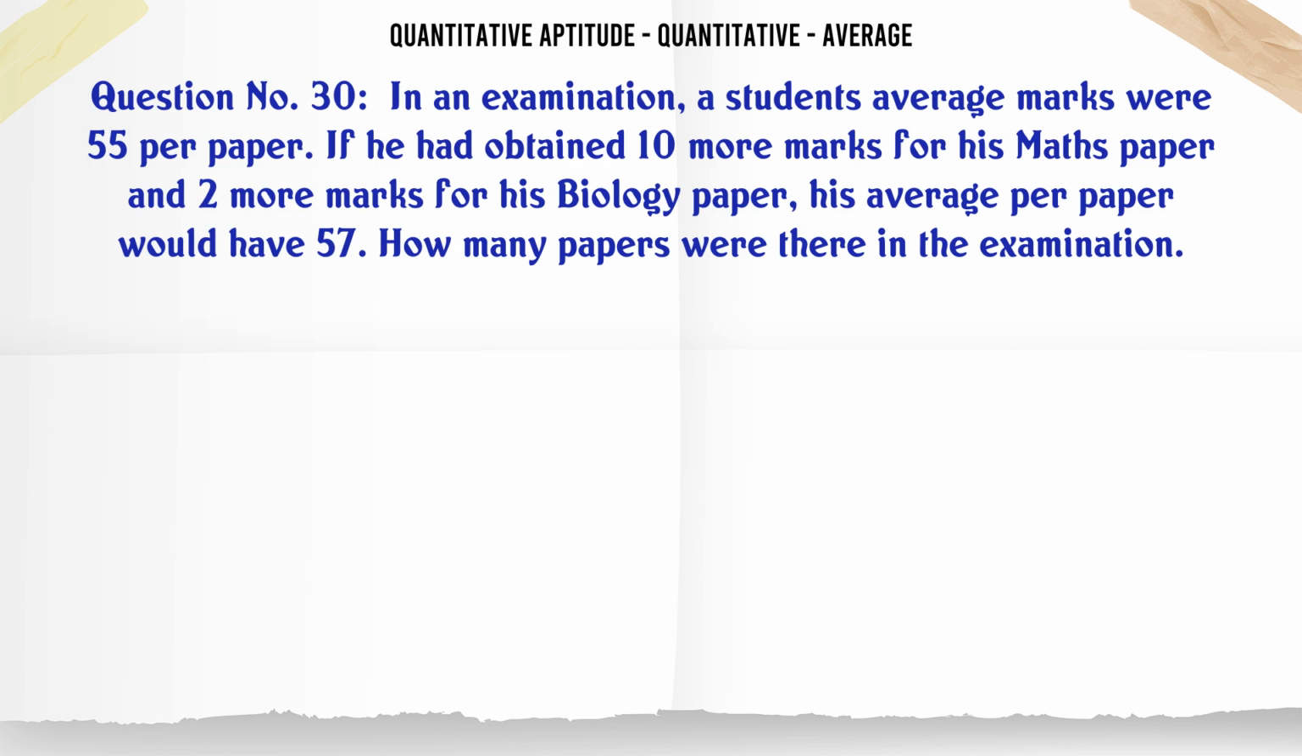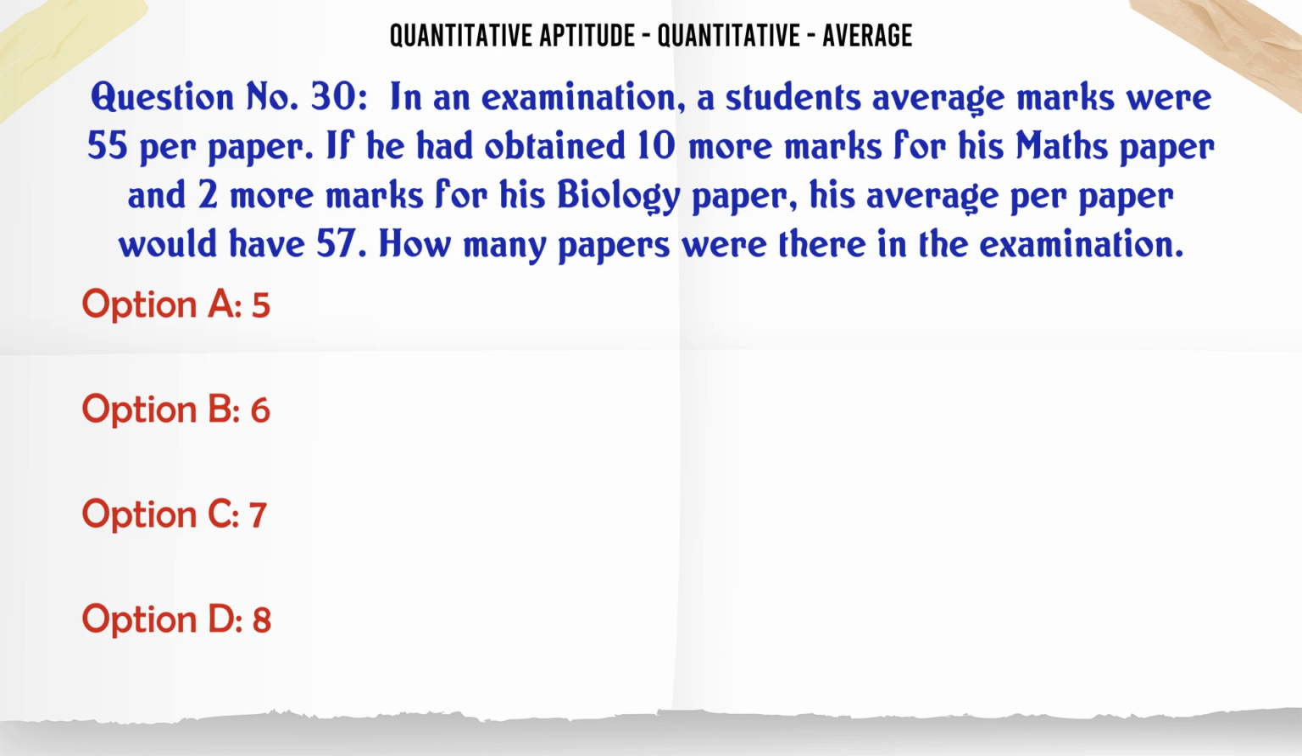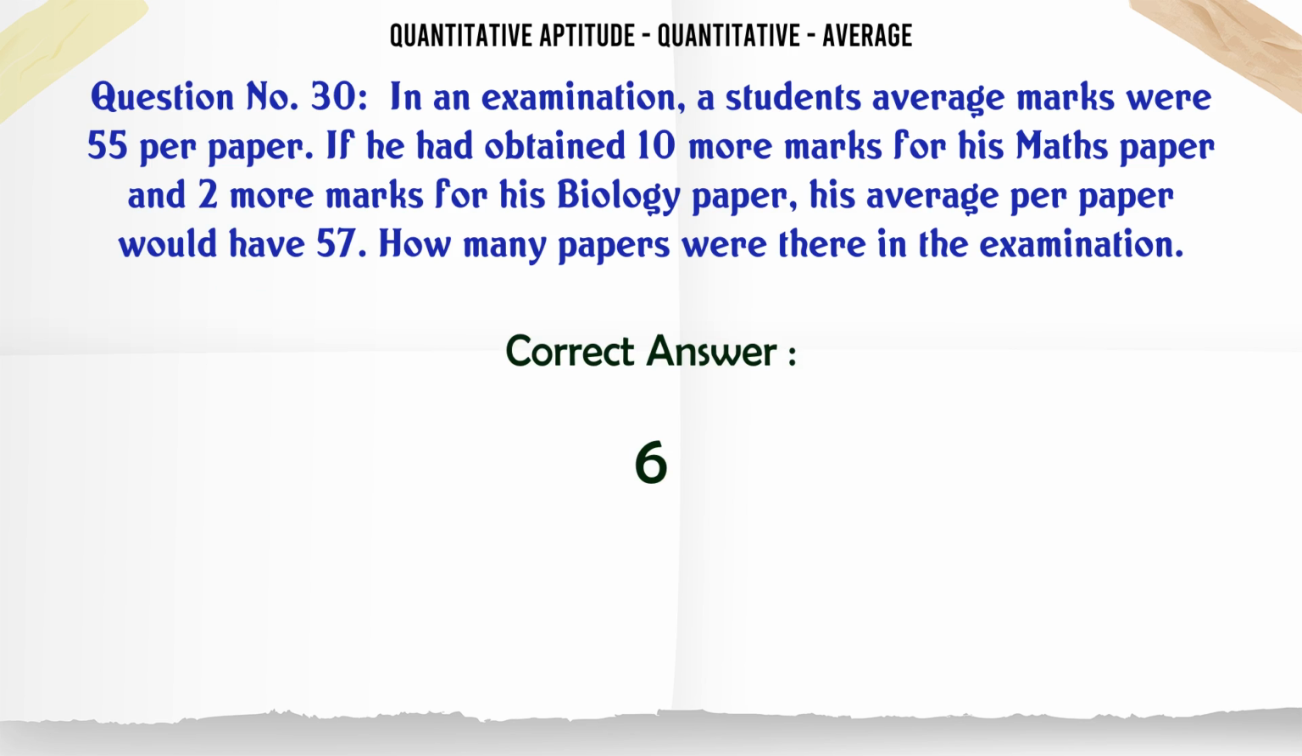In an examination, a student's average marks were 55 per paper. If he had obtained 10 more marks for his maths paper and 2 more marks for his biology paper, his average per paper would have been 57. How many papers were there in the examination? A 5, B 6, C 7, D 8. The correct answer is 6.